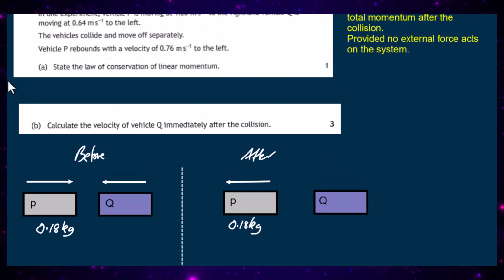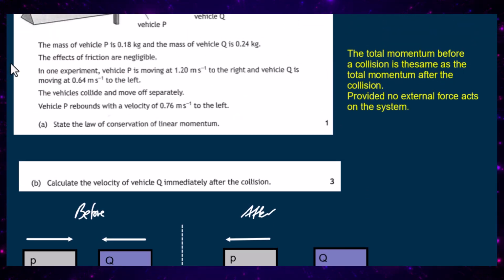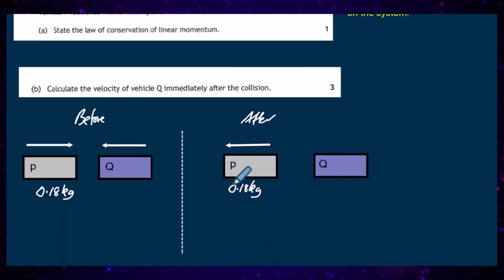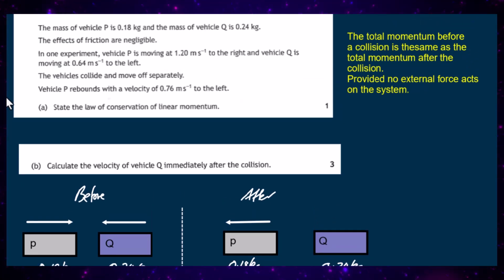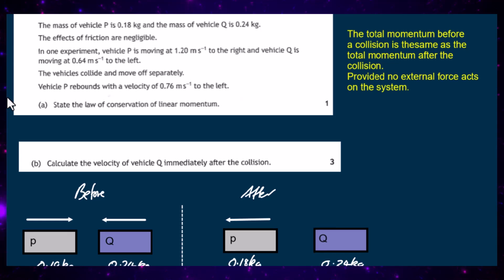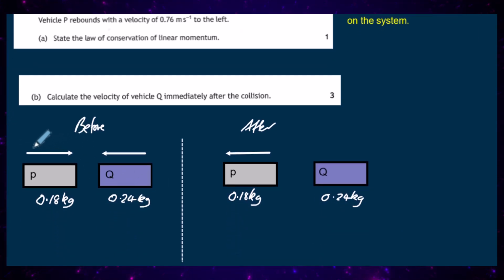And vehicle Q, we slide up, has a mass of 0.24 kilograms. So it's going to be 0.24 kilograms here and 0.24 kilograms there. So we've got the masses in. Now to put in the velocities, we have to take into consideration direction. It says in one experiment, vehicle P is moving at 1.20 meters per second, so we put 1.20 meters per second here.